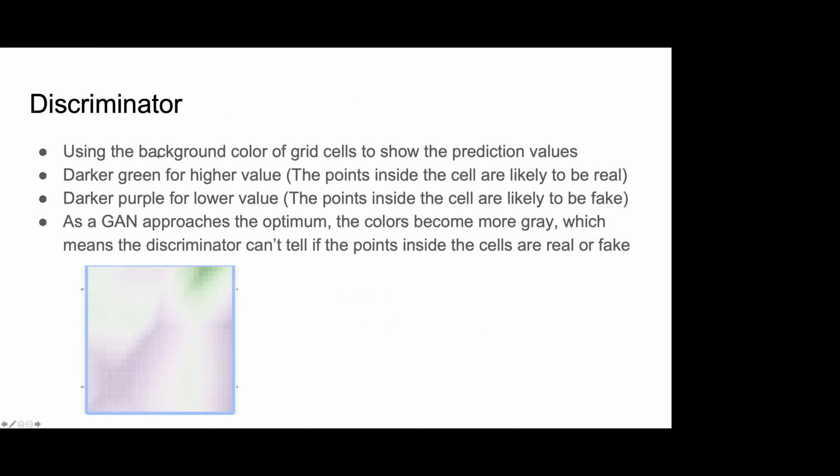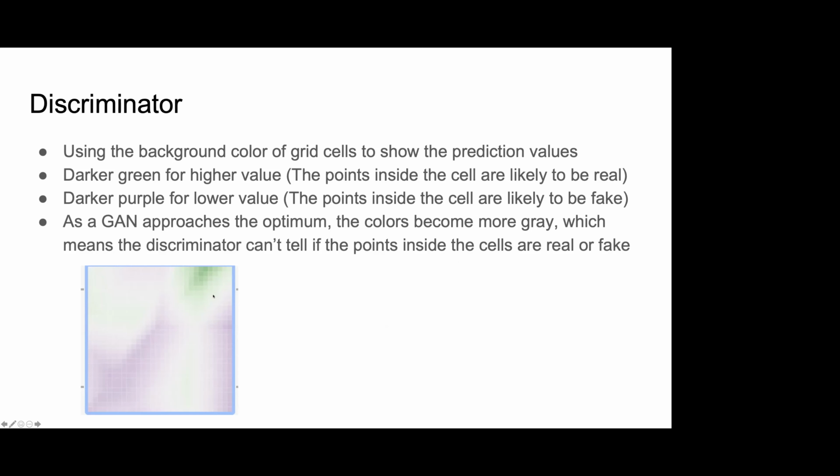The discriminator uses the grid background color and grid cells to show the prediction values. Darker green means a higher value: the points inside the cell are likely to be real. Darker purple means a lower value: the points inside the cell are likely to be fake. As the GAN approaches the optimum, the colors become more gray, which means the discriminator cannot tell if the points inside the cells are real or fake.